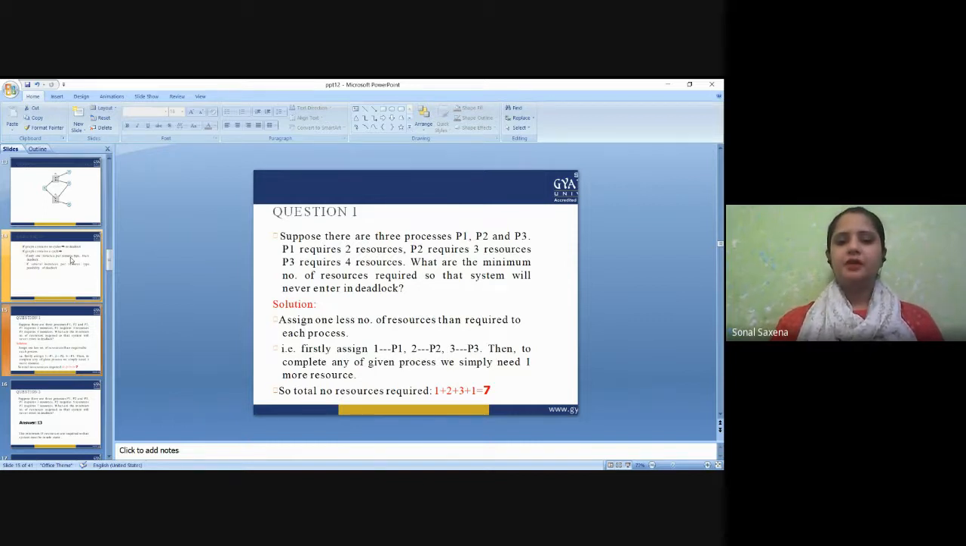We have some practical questions to solve. Suppose there are three processes, P1, P2 and P3. P1 requires 2 resources, P2 requires 3, P3 requires 4. What is the minimum number of resources required so that the system will never enter a deadlock?